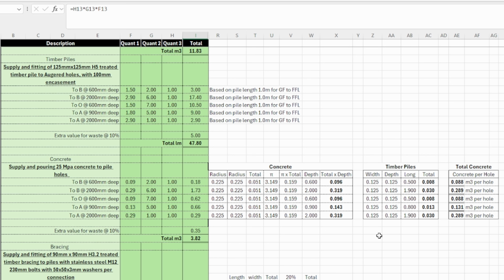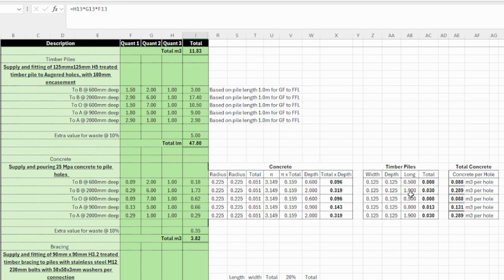Now we need to work out how much cubic meterage would the timber piles take up in those holes. So these are square piles, so we don't need to include pi into this. So the piles are 0.125 by 0.125. So the length, we're not going to go the full 600 mil deep because we need to take out 100 mil for the encasement of the pile from the concrete. So we take 100 mil away from the length figure. So this is the 600 mil deep one. So we're going to make this one 500 mil.